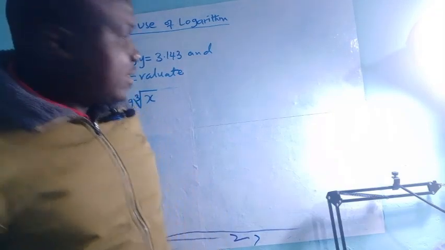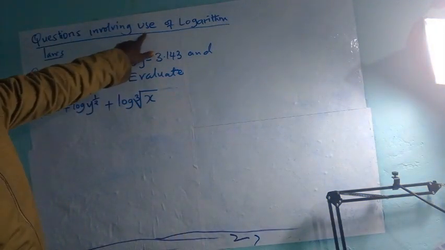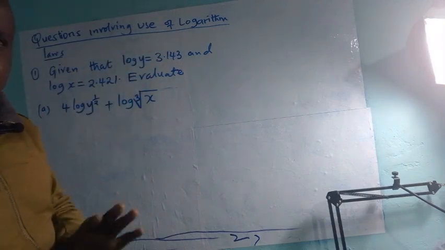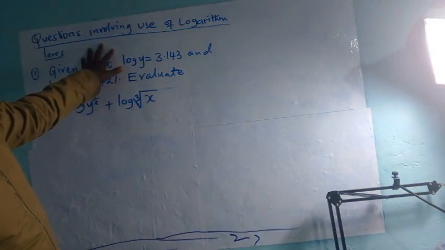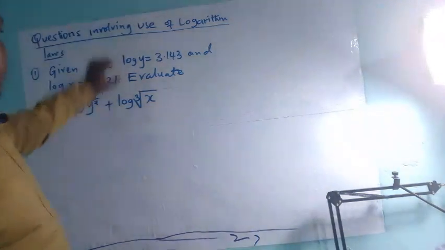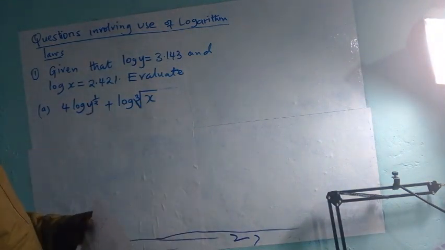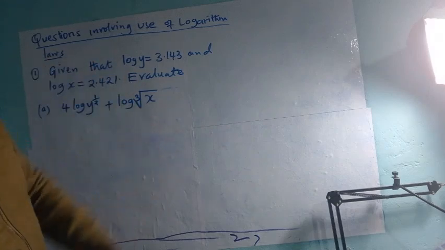For this lesson, we want to look at questions involving the use of logarithm rules. Now, it's important for you to understand the logarithm rules. Logarithm rules are actually very related with indices rules. So, I'm not going to write the rules, but as I do this one, you will be able to see the rules coming out clear.